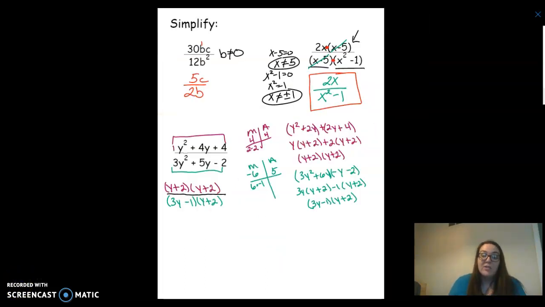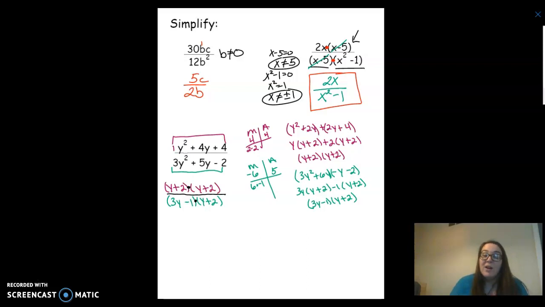Alright, so when you factor the numerator like I did over here in purple, and you factor the denominator like I did over there in green, here's what you should have: y plus 2 times y plus 2 for the numerator, which you can also write as y plus 2 squared, and 3y minus 1 times y plus 2 for the denominator. These are now written as multiplication.